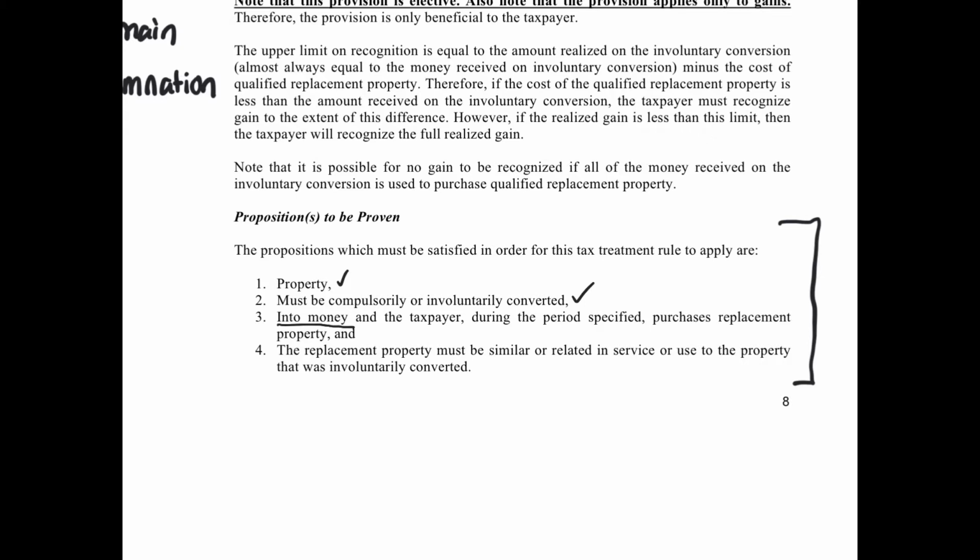And the taxpayer, during the specified period, purchases replacement property. Well, if my house gets destroyed completely, I've got to find somewhere else to live, right? I could rent. I could stay in a hotel, right? Maybe the insurance company reimburses me to stay in a hotel, me and my family. Another option is I go buy a new house. So during the period specified, we're going to talk about that in a moment, I'm going to have to purchase replacement property, and the replacement property must be similar or related in service or use to the property that was involuntarily converted. So if it's a personal residence, I go out and I get another personal residence. I can't do a personal residence and then acquire, let's say, an office building for my business. Okay, so let's move on. We've gone through those propositions. Let's go in a little bit more depth.